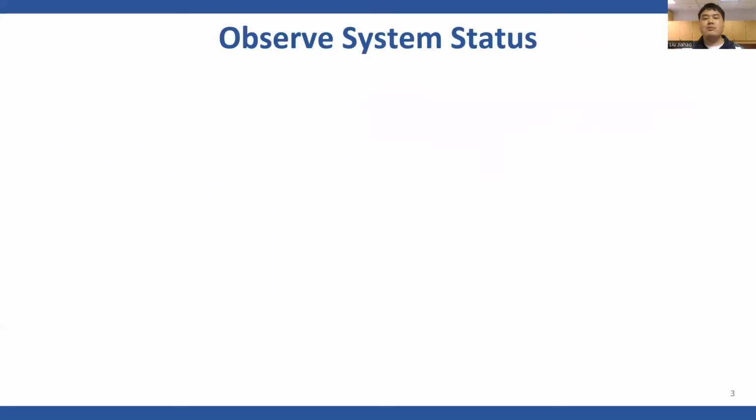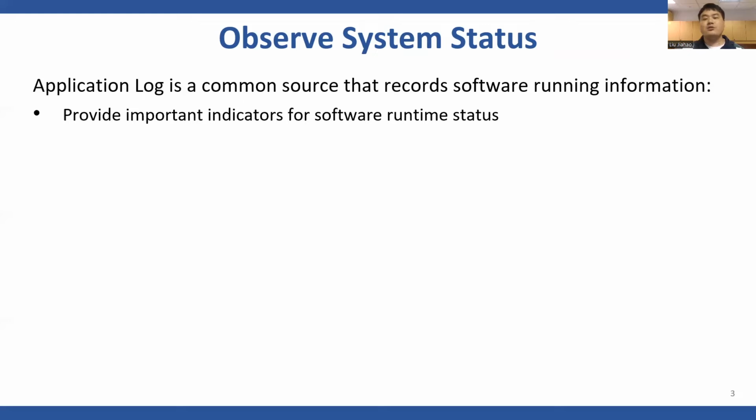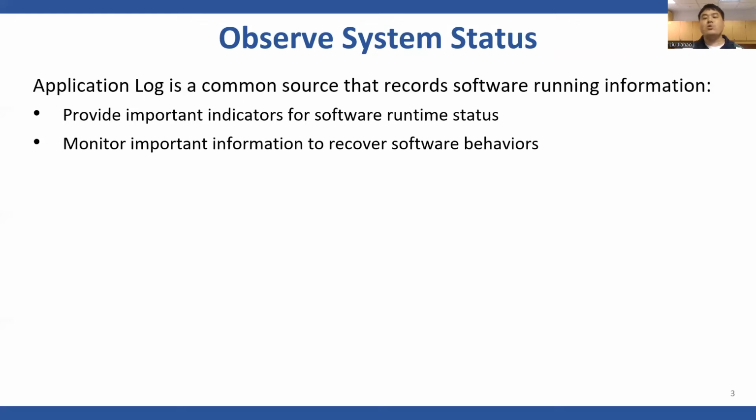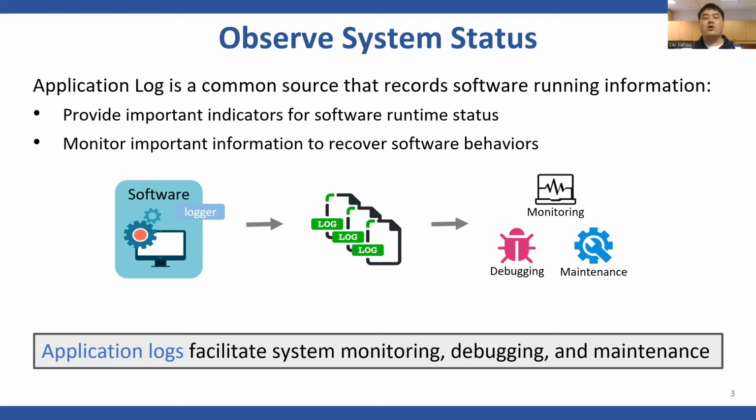One way to solve this problem is to observe the system well, so that we can monitor or maintain the system easily. Application log is a common source that records software running information. They can provide important indicators for software runtime status, and we can recover software behaviors with extracted information. In practice, software systems will print logs into files. Then we can analyze this information to do system monitoring, debugging, or maintenance. As a result, application logs facilitate system monitoring, debugging, and maintenance.